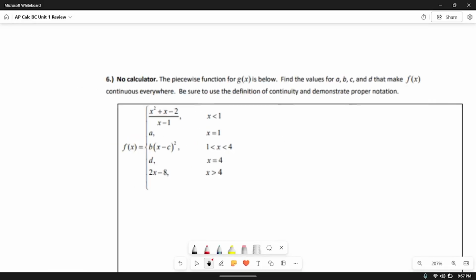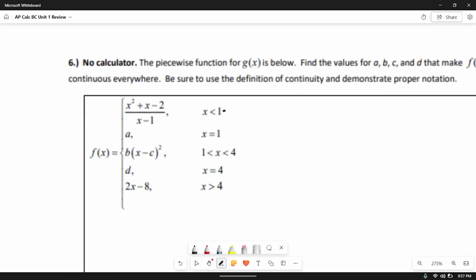Alright, so for it to be continuous throughout this, it needs to be the same when you plug in 1 into here, when you plug in 1 into here, when you plug in 1 into here. Or not when you plug in, but the limit needs to be there. So that means a has to be equal to the limit as x approaches 1 of this top part. So we can do x squared plus x minus 2 over x minus 1, which equals the limit as x approaches 1.